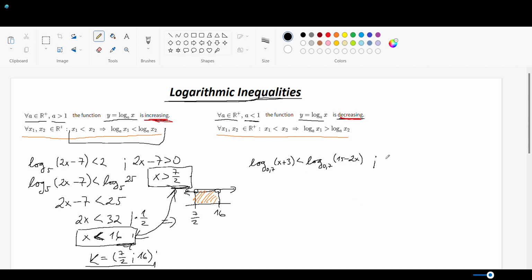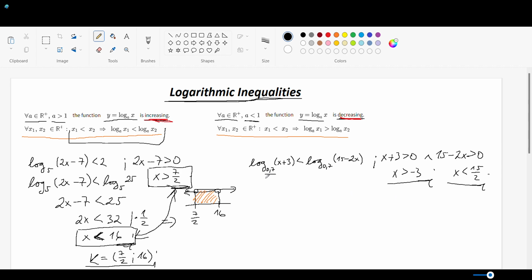which says that the argument of the first function must be greater than 0, and the argument of the function on the right side must also be greater than 0. Otherwise, the functions wouldn't be defined, and the domain of our inequality is like this. So it means x is greater than negative 3, and x is less than 15 over 2. Okay, so these are my conditions.